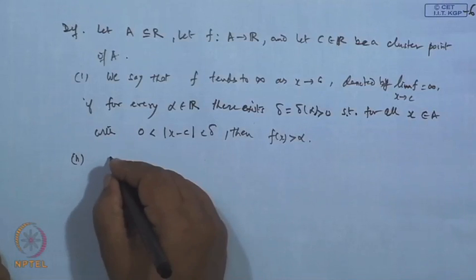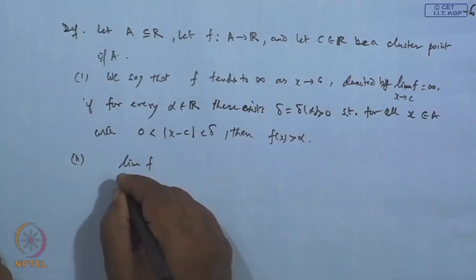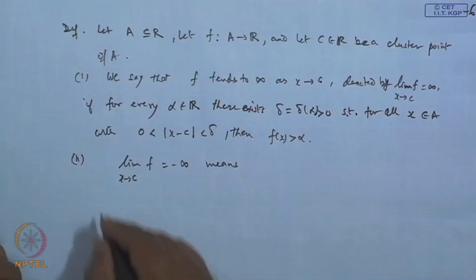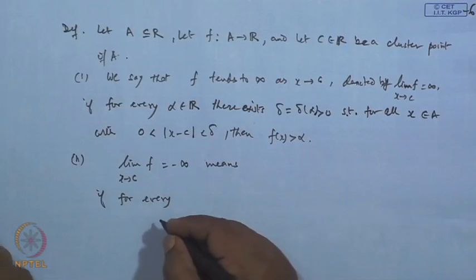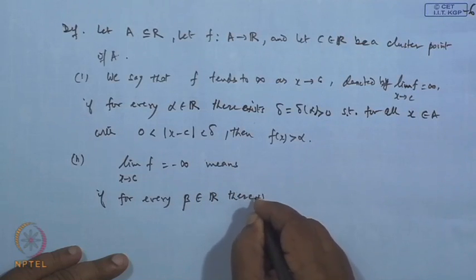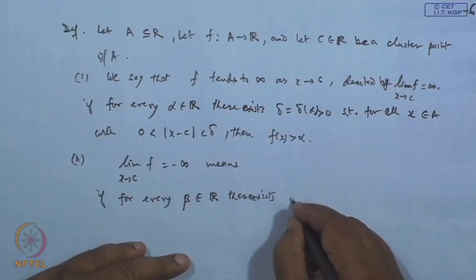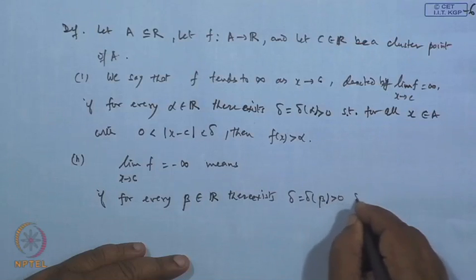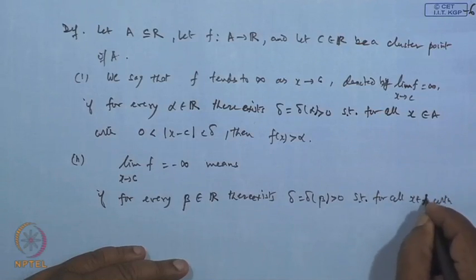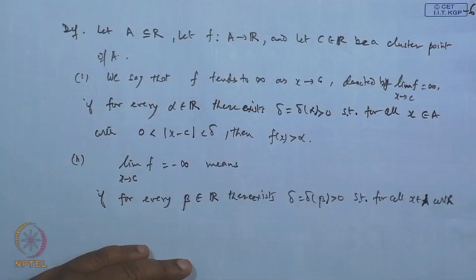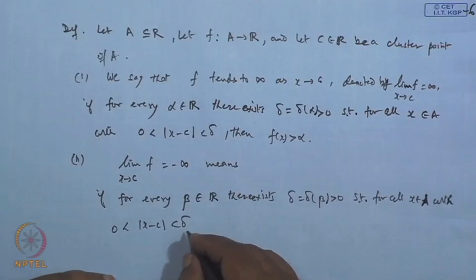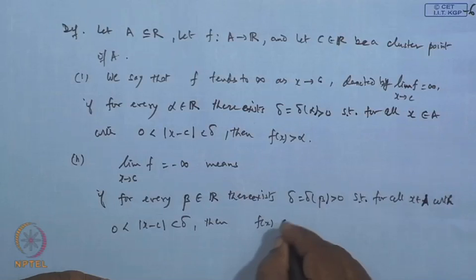We say the limit of the function f as x tends to c is minus infinity, if for every beta belonging to R, there exists a delta, which depends on beta, positive, such that for all x belonging to A with 0 less than mod x minus c less than delta, we have f of x less than beta.